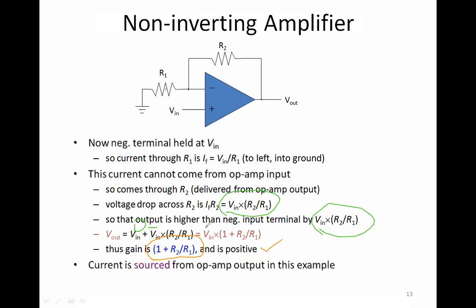So the current is sourced from the op-amp output in this configuration. You can see that the current is actually coming from the output terminal, passes to R2, then comes down and gets inside R1, and slowly it sinks to the ground. So this is the path that it follows. I hope all of you have understood this configuration as well.